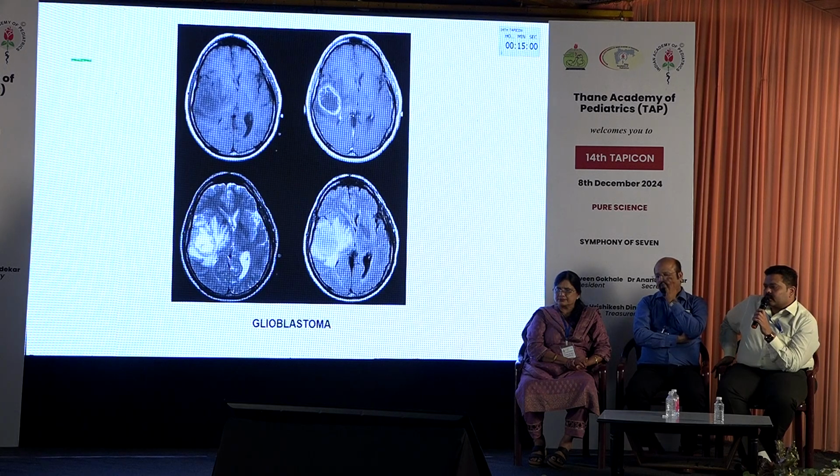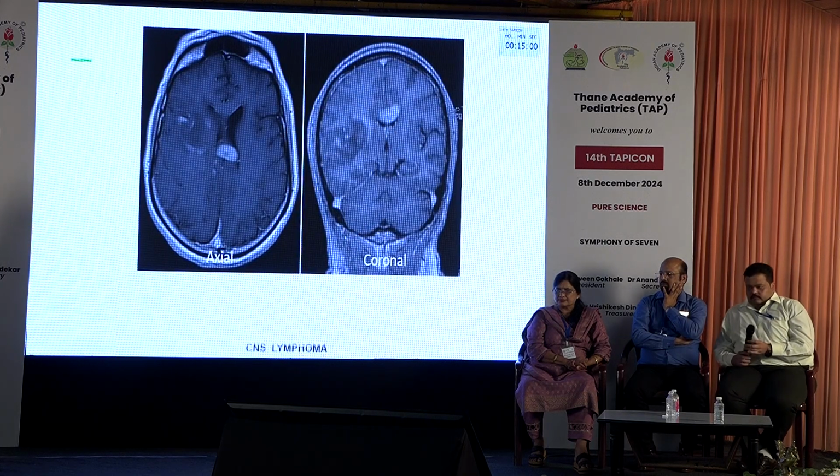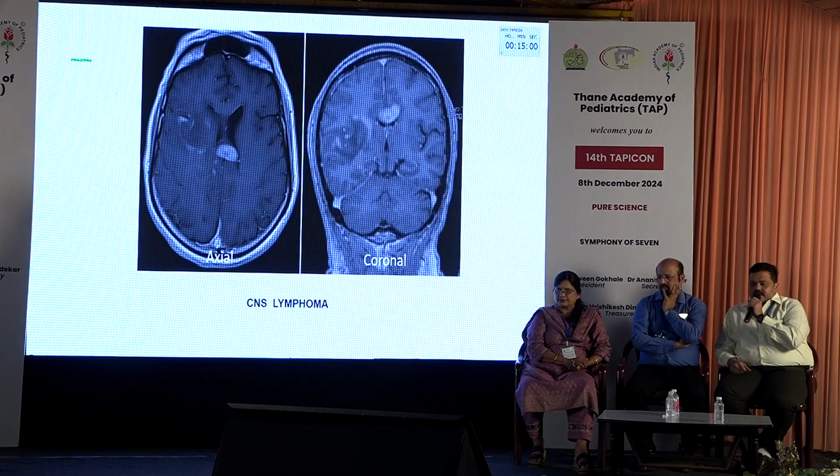Size helps, regularity helps in some cases, but most of the times it is not so simple. We have to go with multiple imaging techniques to know that. And this is CNS lymphoma. CNS lymphoma is easy. It is ring enhancing and it is T2 homogeneously bright.